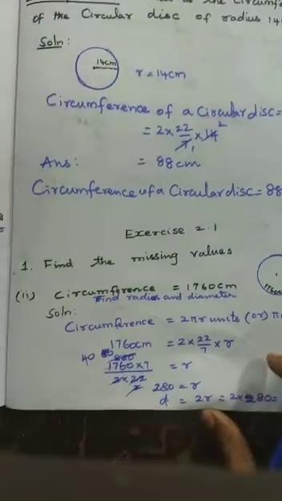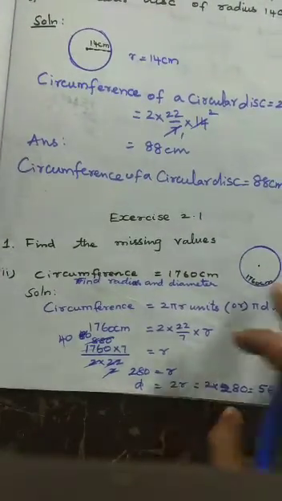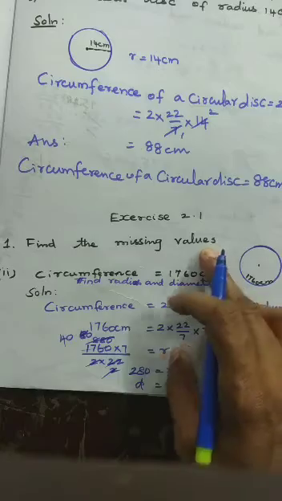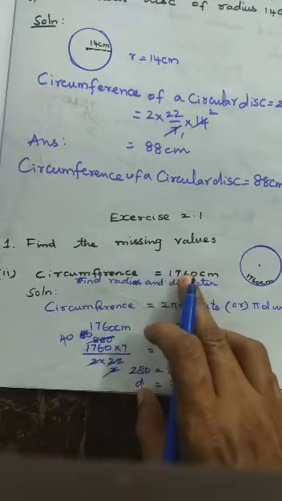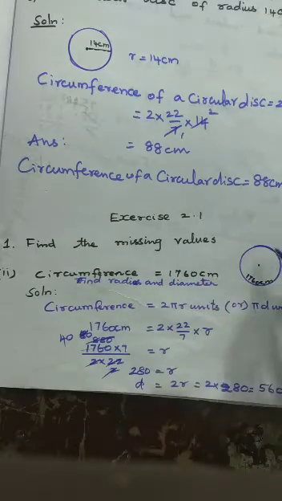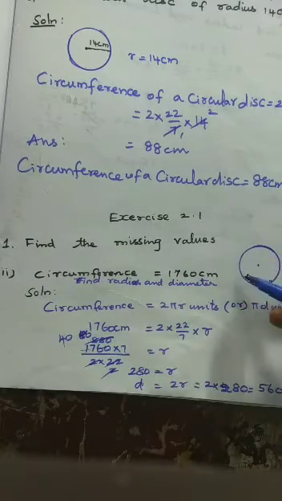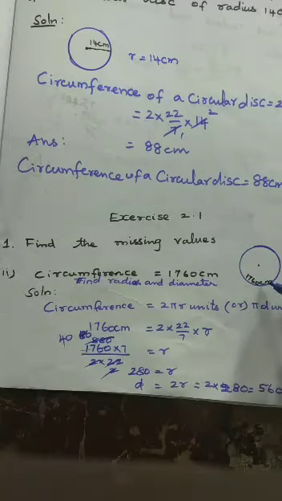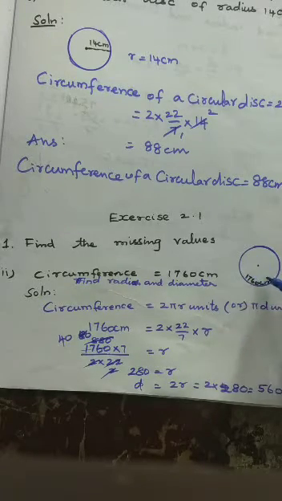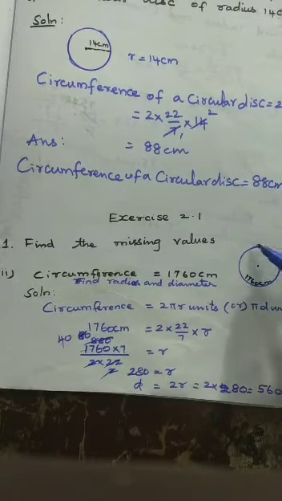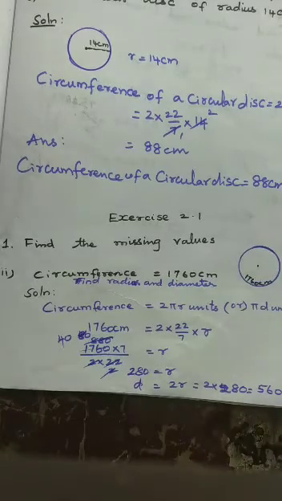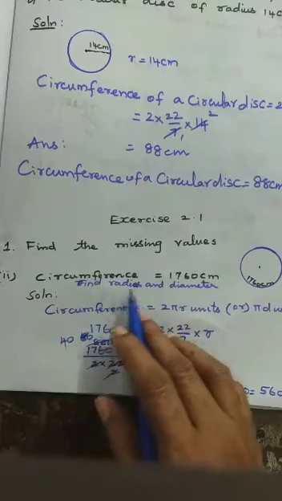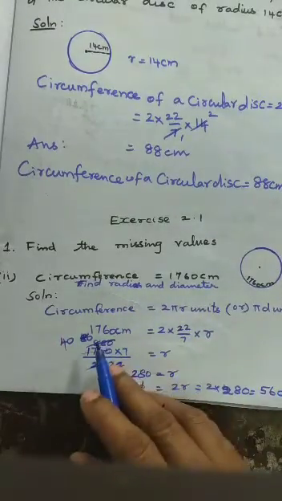Okay, then we shall move to exercise 2.1. Find the missing values. That is, circumference is equal to 1760 centimeter. So, the circumference means the boundary of the circle, isn't it? Circumference or perimeter, both are same. So, circumference means perimeter, that is the boundary of the circle. Find the radius and diameter.